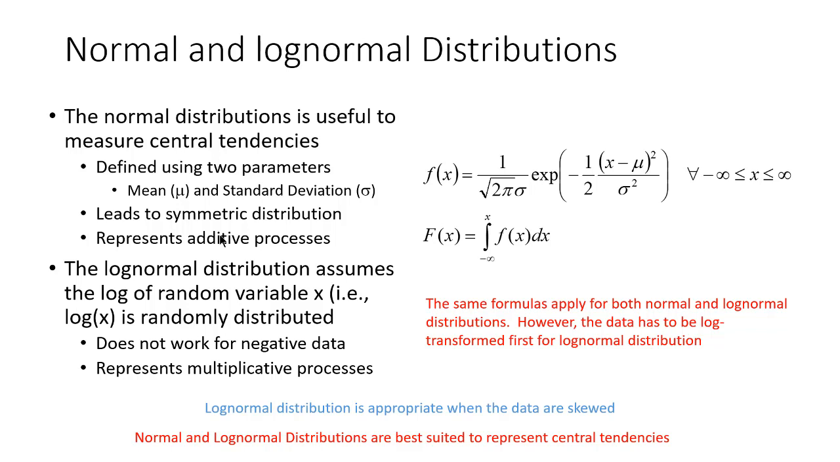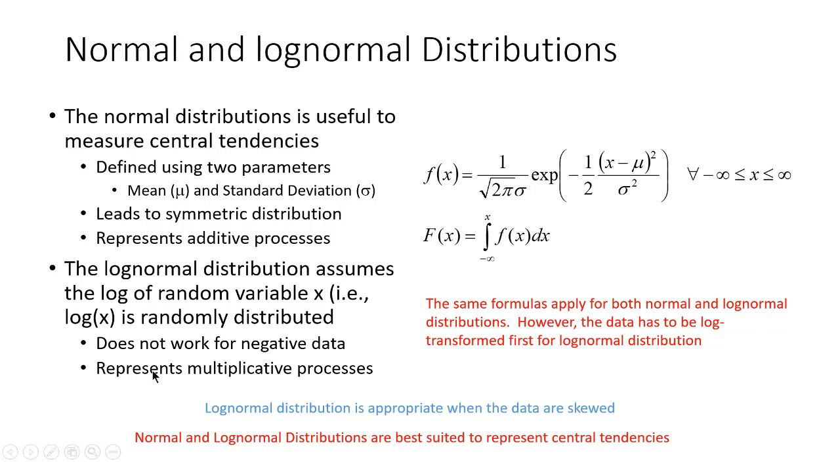The log normal distribution is similar to normal distribution, except that we say that the log of the random variable x follows normal distribution. So if x is our variable and we take logs, that log follows normal distribution. The same formula is applied for both normal and log normal. However, this x has to be log transformed first to get your log normal distribution. Obviously you can't take the log of a negative number, so it does not work with negative data.